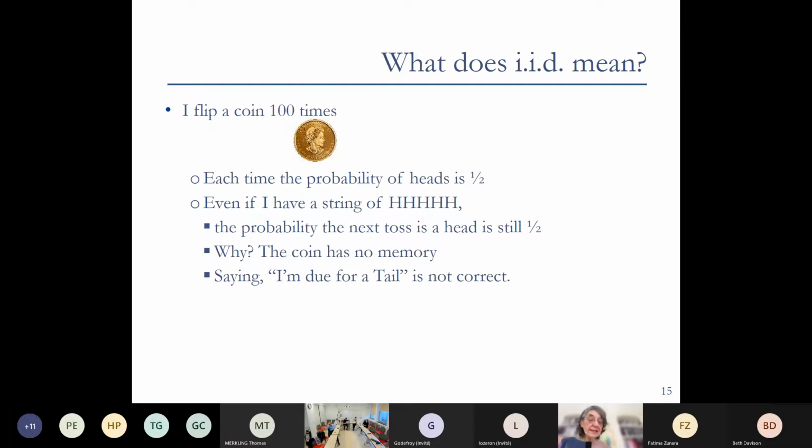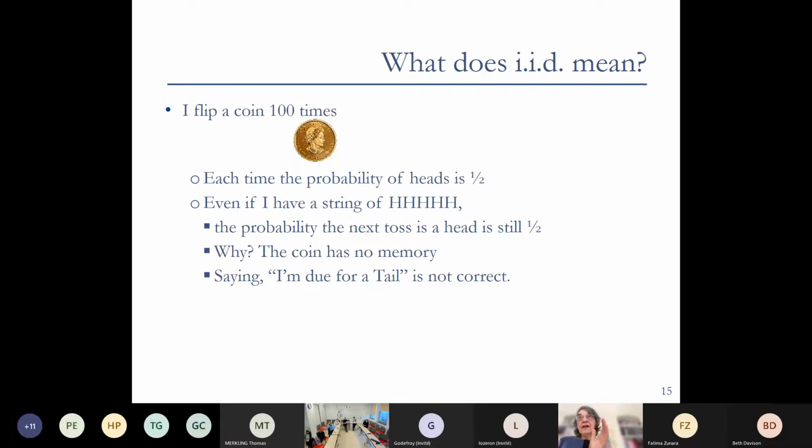So what does i.i.d. now mean? i.i.d. is independent and identically distributed. So imagine you sit there and you're flipping a coin 100 times. And each time, the probability of heads is a half. You have a perfect coin.